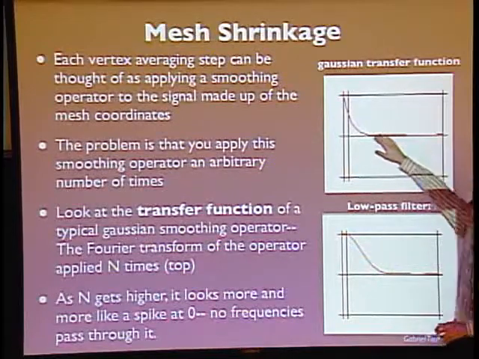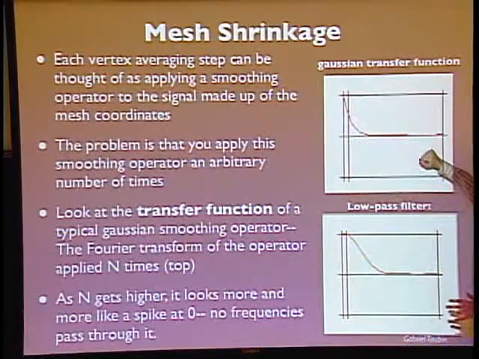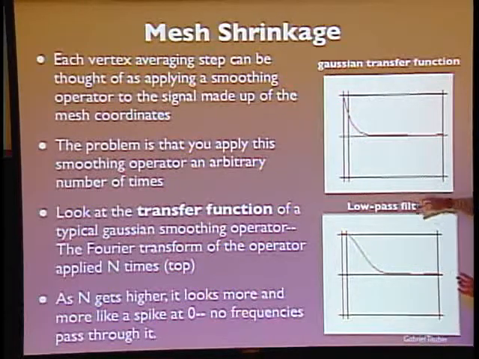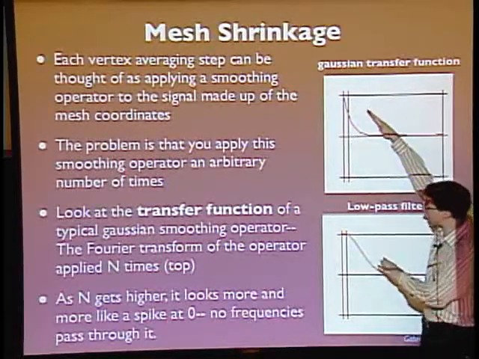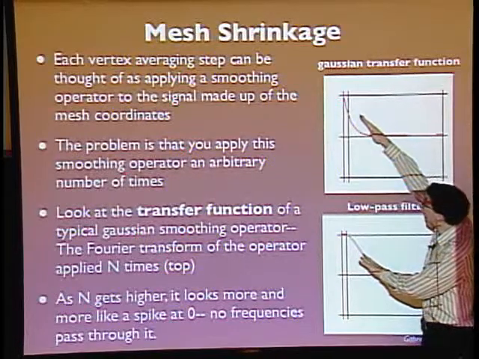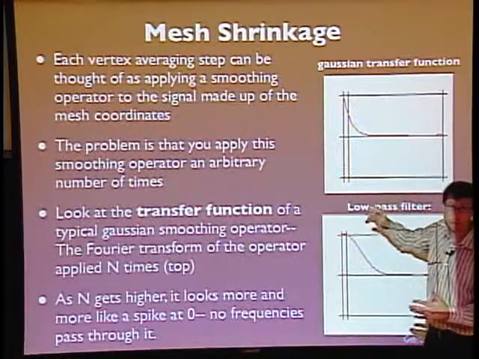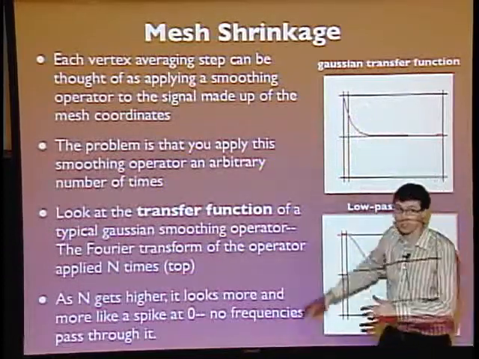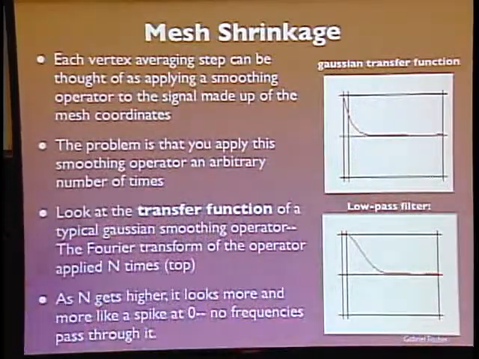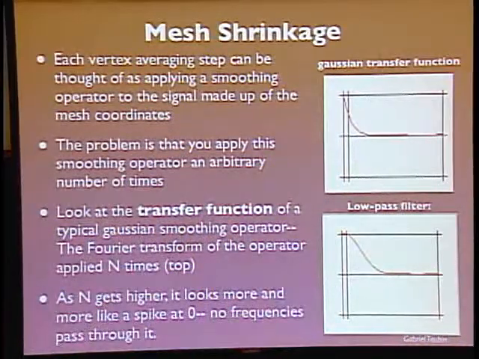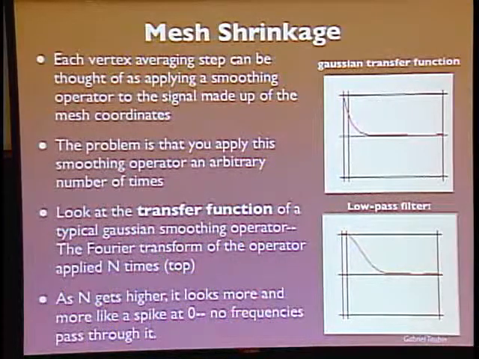And what you end up with is a Fourier transform of your overall operation that looks like this. And basically, what frequencies pass through gets more attenuated and more attenuated, more picky and more picky. And eventually, if you do this 100 times or many, many times, this thing looks like a delta function centered at zero. So that's just to say that your gate through which you allow low frequencies to pass and you stop high frequencies at gets more and more picky over time, so that basically nothing can get through it.